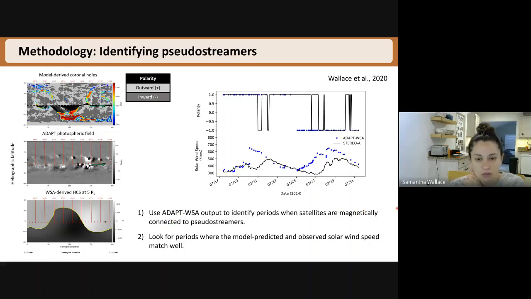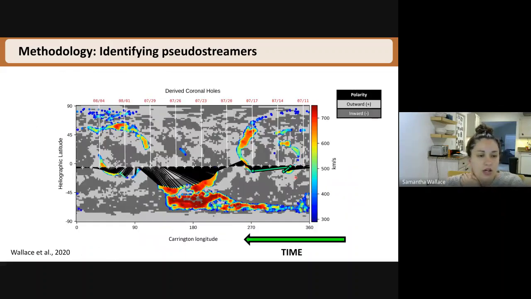So just to zoom in on this top plot. These white crosshairs, we call them the subsatellite points. They mark the heliographic location and time of the spacecraft. In this case, we're talking about STEREO A. The black lines connect STEREO A to 1 solar radius, so they represent where STEREO A was observing the solar wind. They're the sources of the solar wind observations.